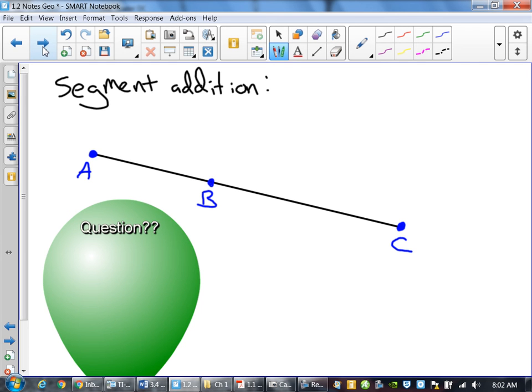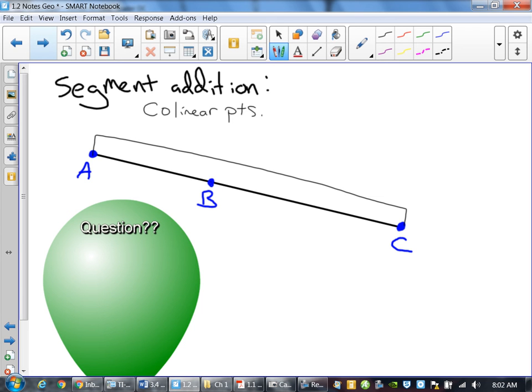For example, would I say that A, B, and C are collinear or non-collinear? They're collinear because they're all in the same line. Now, can collinear be segments also? Yes. So when we say this, it all goes hand in hand. So segment addition is when you have collinear points, and basically it states that that whole segment is made up of what two segments?